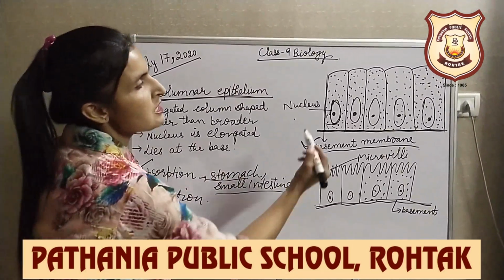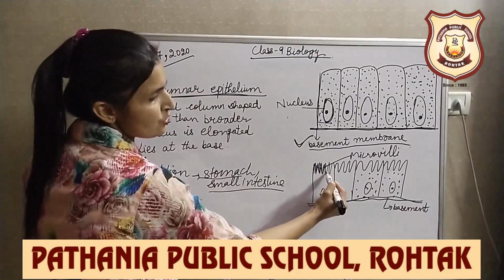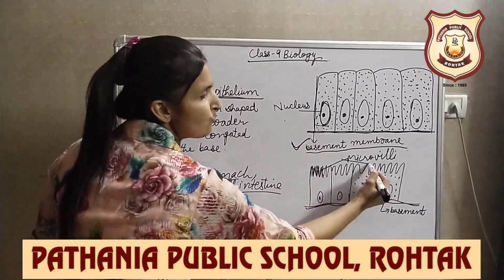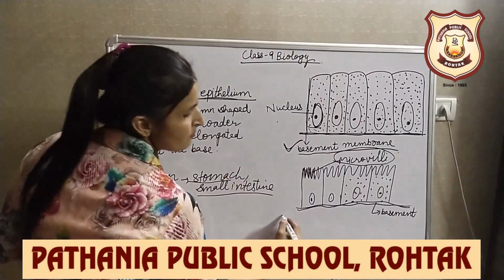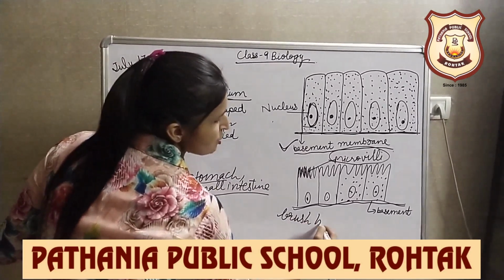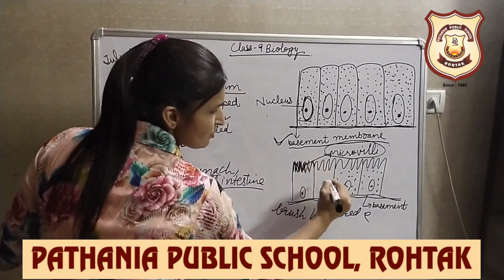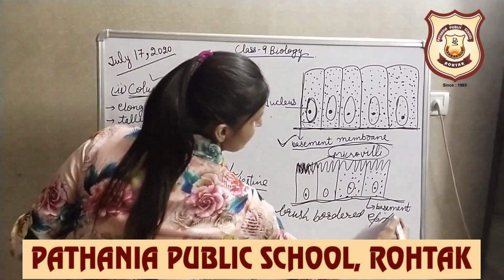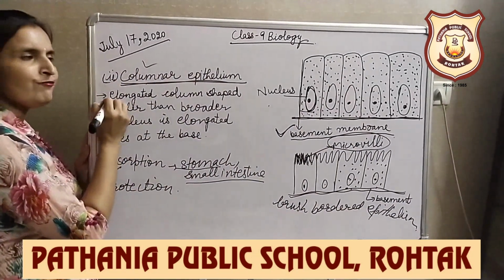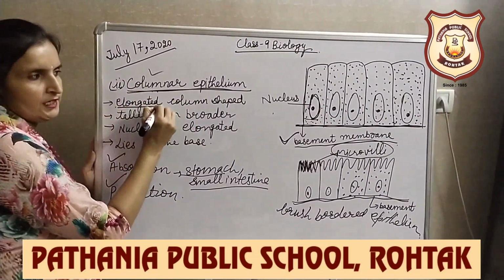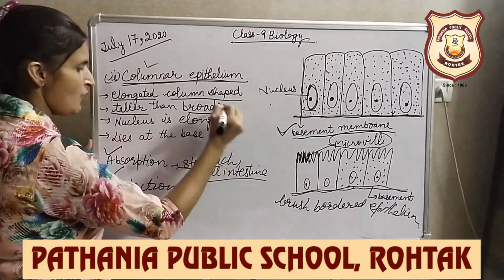Sometimes the columnar epithelium also bears minute finger-like structures which are known as microvilli. In such cases, columnar epithelium is also known as brush-bordered epithelium. These finger-like structures are known as microvilli. Okay, now again see, the cells of columnar epithelium are elongated, column-shaped, that is, taller than broad.